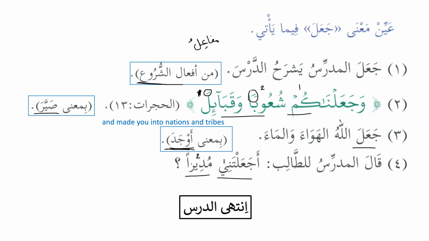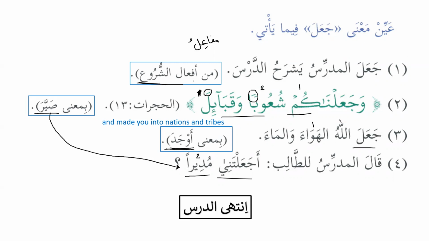Still, it is confusing, Ustad, the second and third, how to rectify whether this is Sayyara and Awjada? Because here it has also Ja'alnakum, and he made you into tribes and nations, and this is also he made, and Hawa and Ma are again the same thing, Ustad. The only thing you need to focus on as of now is that here it has one object and here it has two objects, isn't it? Whenever it is used bimana sayyara, and whenever it is used bimana zanna, it will take two objects.